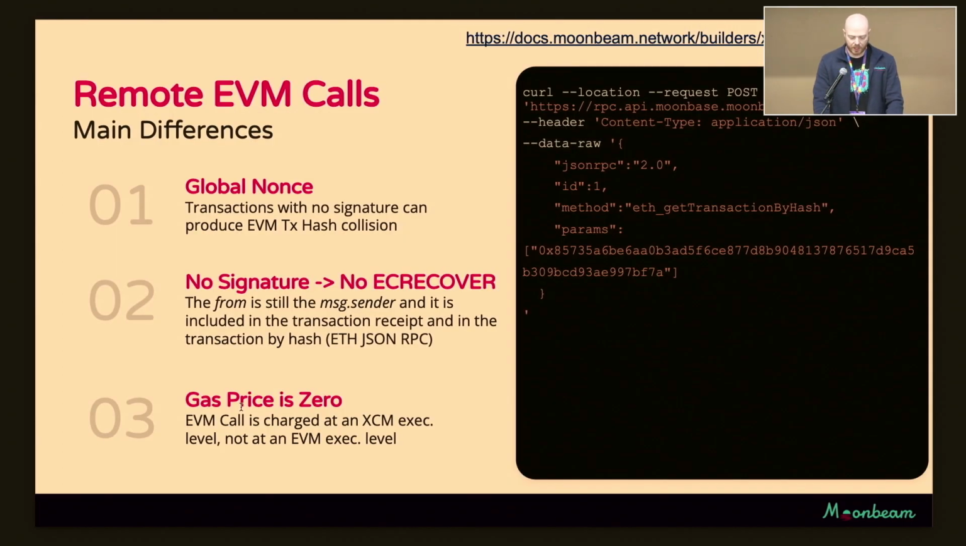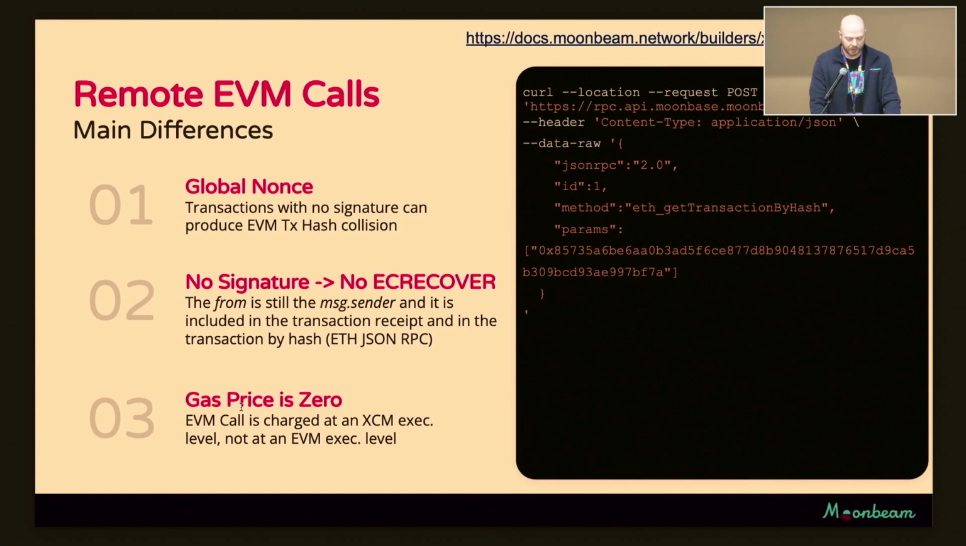Some of the other changes that we need to make: because there's no signature, it's possible for two different transactions with the same inputs to produce a hash collision. And so we get around this by just introducing a nonce. In this case, it's a global nonce, and so we salt the transaction with a unique number. Also, because there's no signature, there's no EC recover, so there's no way to derive the public key or an account ID from the transaction itself.